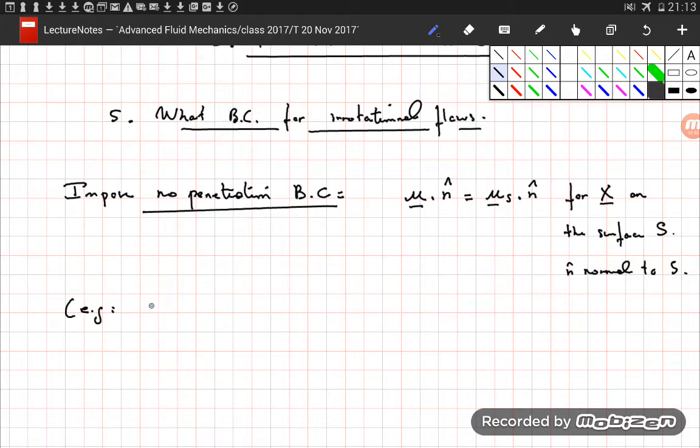at the surface of an object which is not moving, so if S, the solid S, is at rest, then the no penetration boundary condition is simply that the normal component of the velocity, the normal component to the surface, normal to the surface of the velocity is equal to 0. If the object is moving, then we have to match the normal velocity of the flow with the normal velocity of the solid surface.